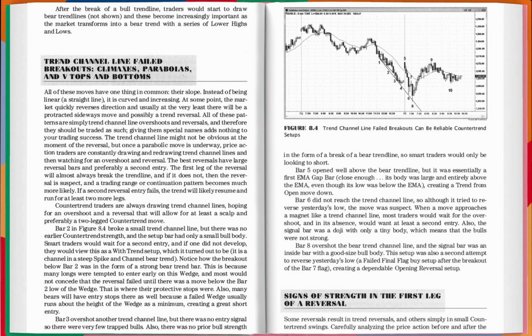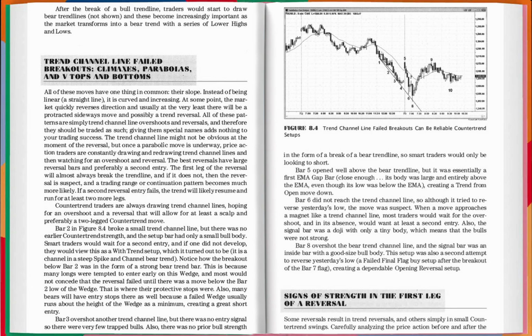If a second reversal entry fails, the trend will likely resume and run for at least 2 more legs. Countertrend traders are always drawing trend channel lines, hoping for an overshoot and a reversal that will allow for at least a scalp and preferably a 2-legged countertrend move.